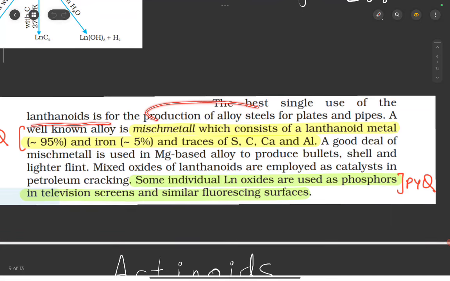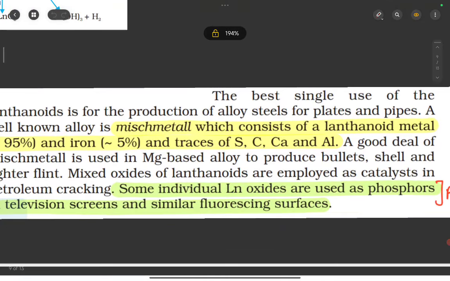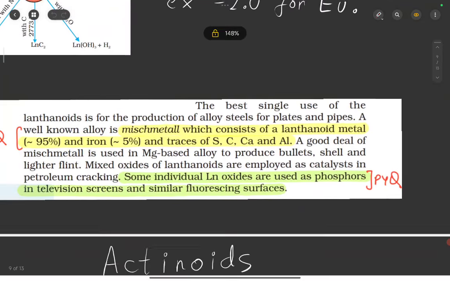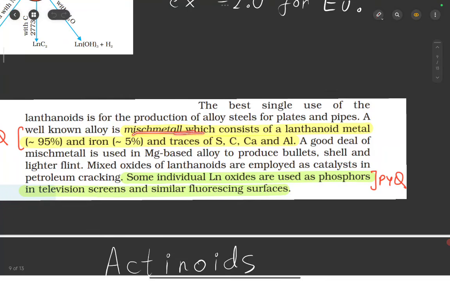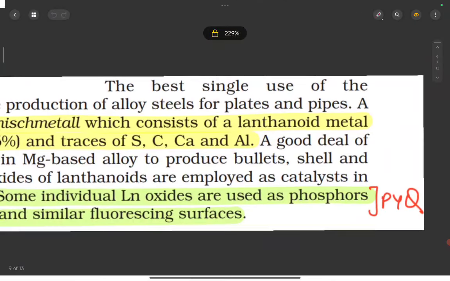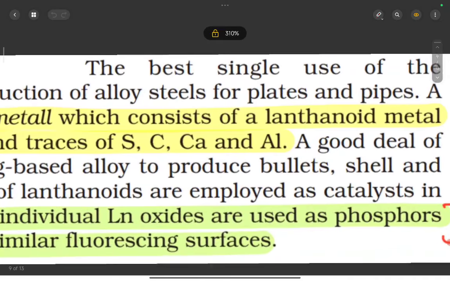Lanthanoids are used for production of alloys, for plates and pipes. Now, misch metal, they have asked this before. Misch metal is made of a lanthanoid metal with 95% composition along with 5% iron and traces of sulfur, carbon, calcium, and aluminium. This you have to remember.